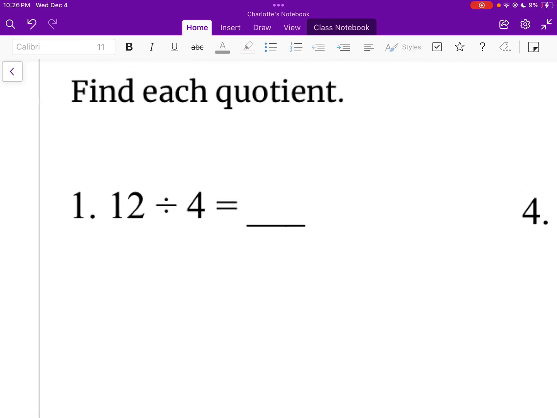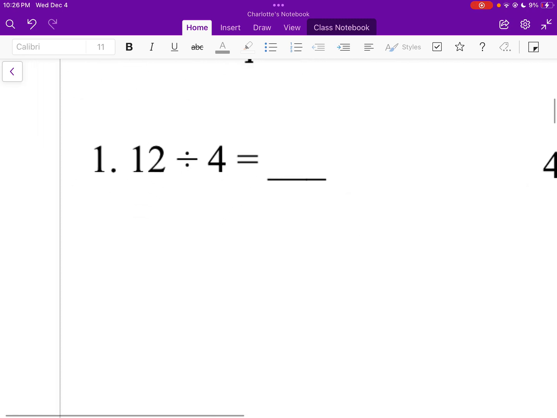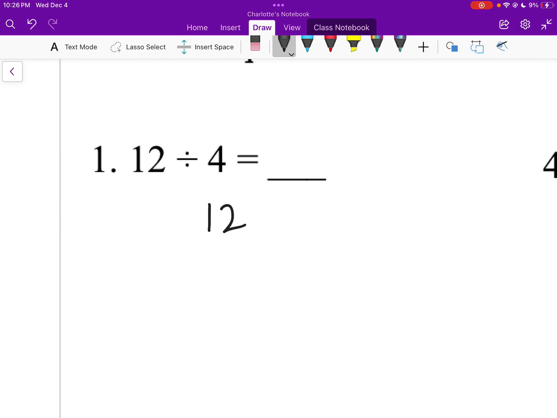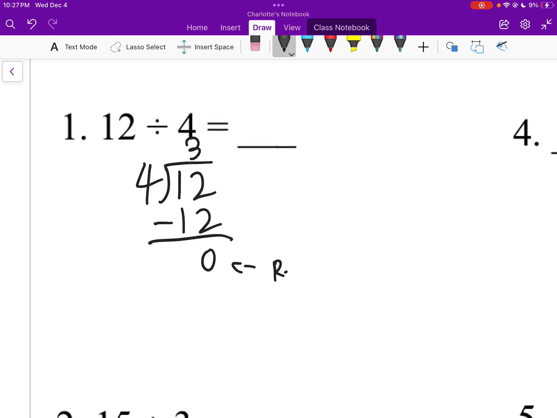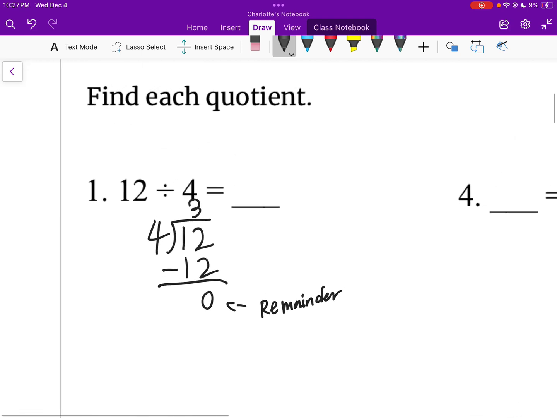So let's see. We're dividing 12 by 4 right now. So let's do it. We're going to find the number that makes 12 when you multiply with 4, which is 3. So 3, and we put 12 here and subtract it and get 0. And the remainder is 0 now. So the answer is 3.